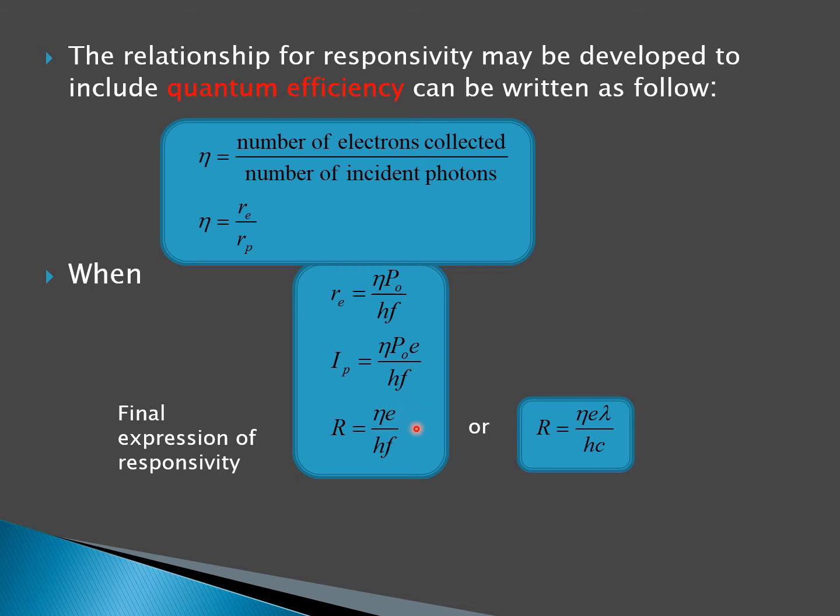We can also rewrite the final expression for responsivity R, which is equal to IP over P naught. So this responsivity is equal to efficiency times e divided by hf. Again, hf is equal to hc over lambda. So that's how you get this final formula.